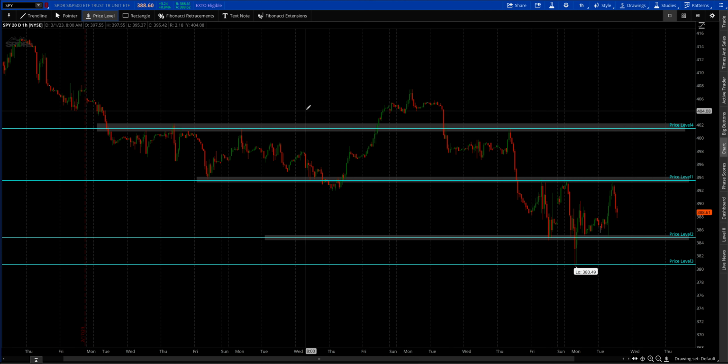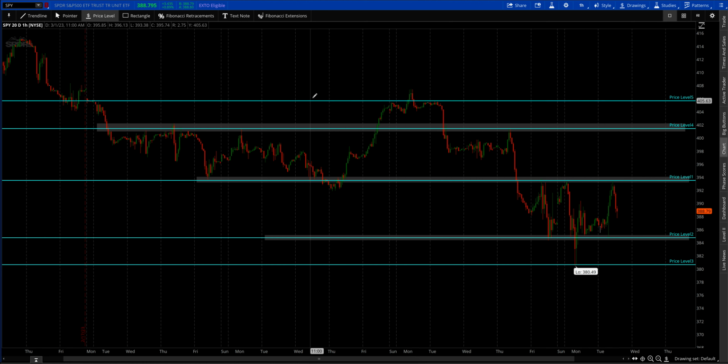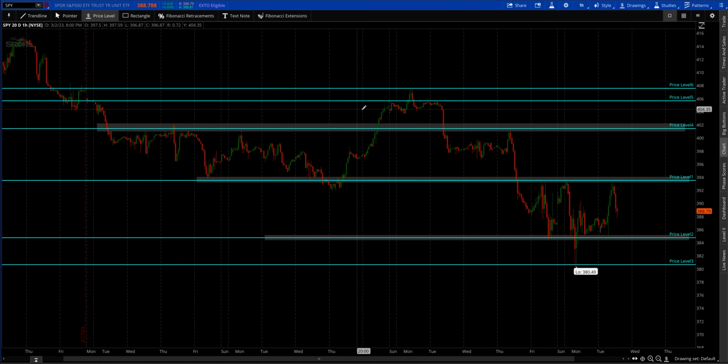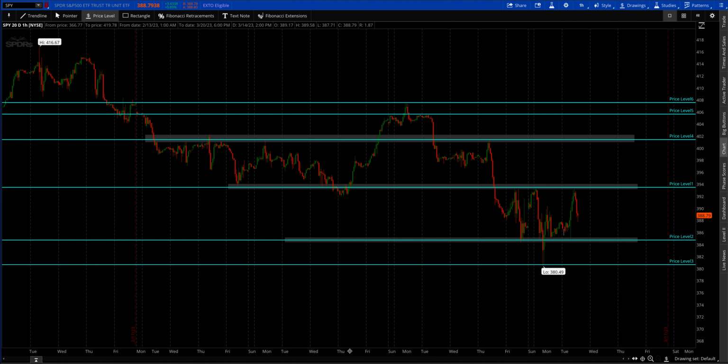Next level I'm going to look at is some at this top and some up here. This is actually another head and shoulders, a reversal pattern to go down. These are two other levels there. Scroll back here. So that's what I look for on the hourly.